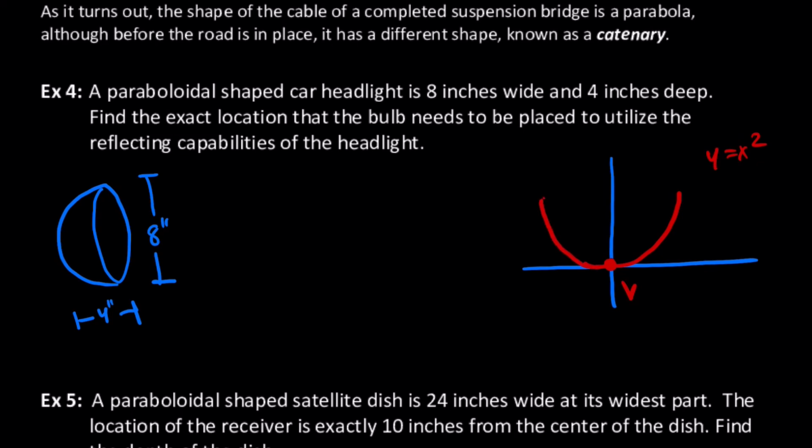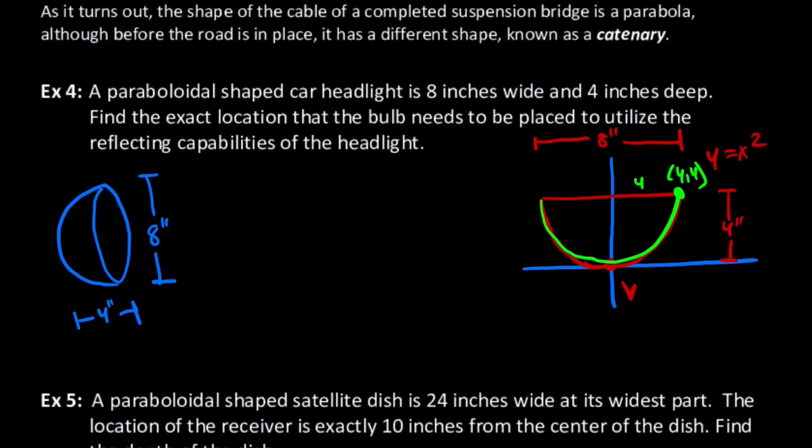So here's your headlight. What do we know? 8 inches wide, 4 inches deep. So if I'm on a coordinate plane, I know this coordinate right here. That's 4, and that's 4, so that's 4, 4. Okay? What's the equation of this parabola?